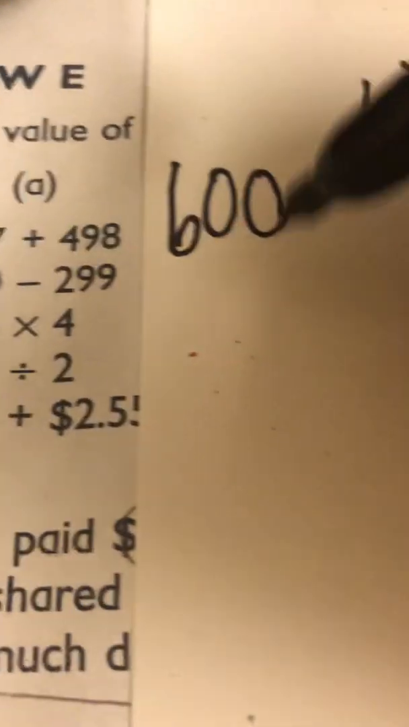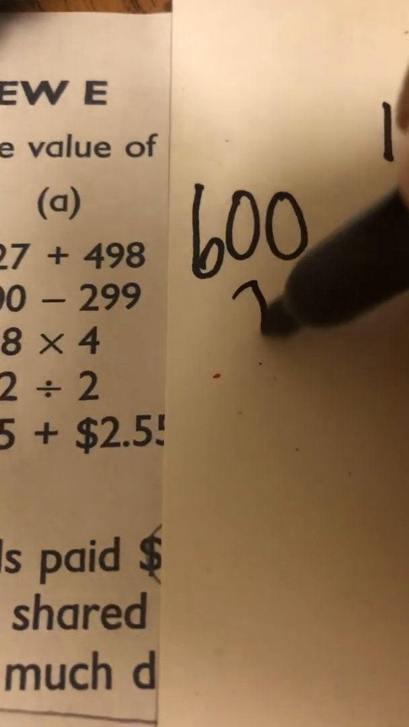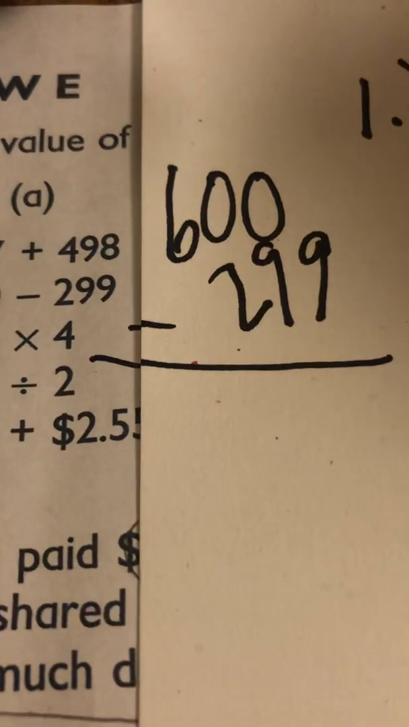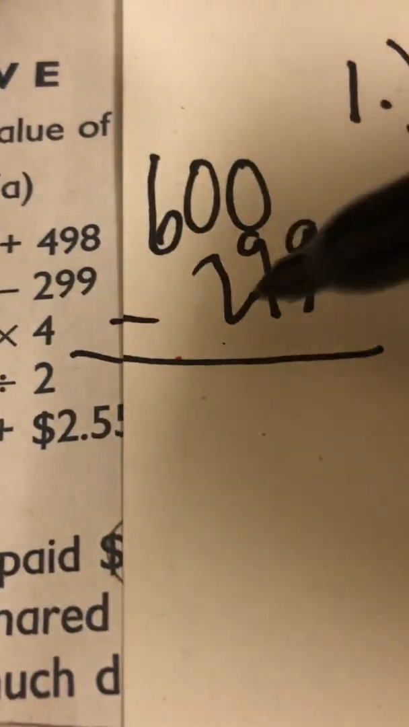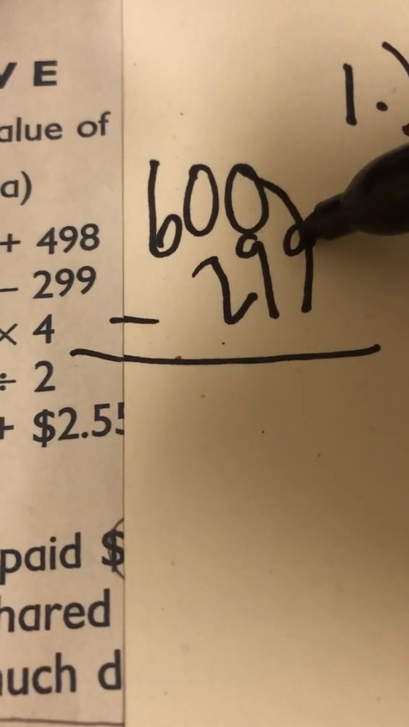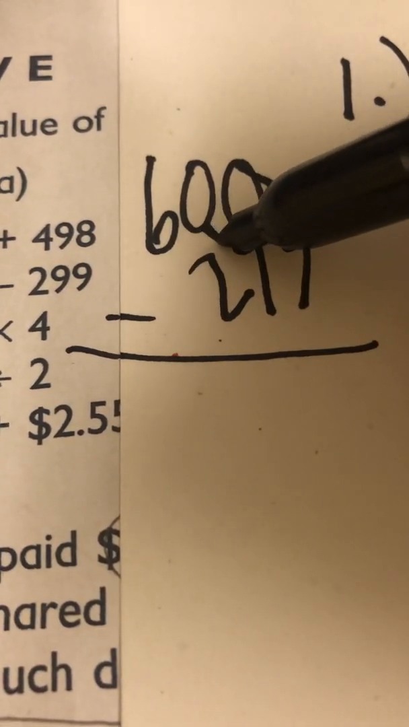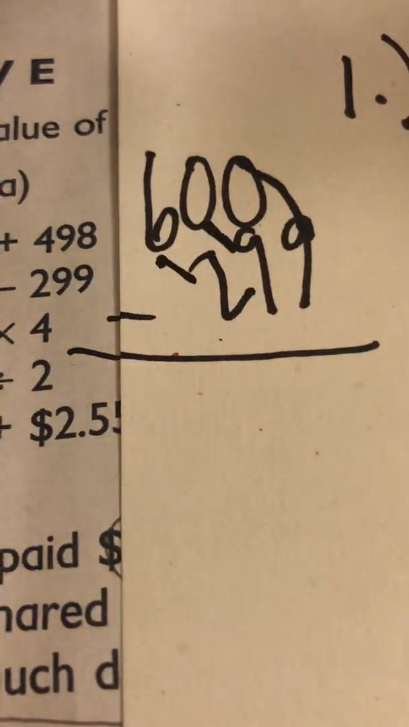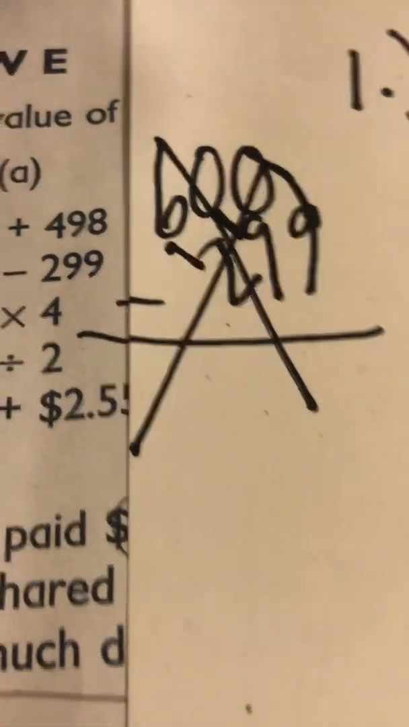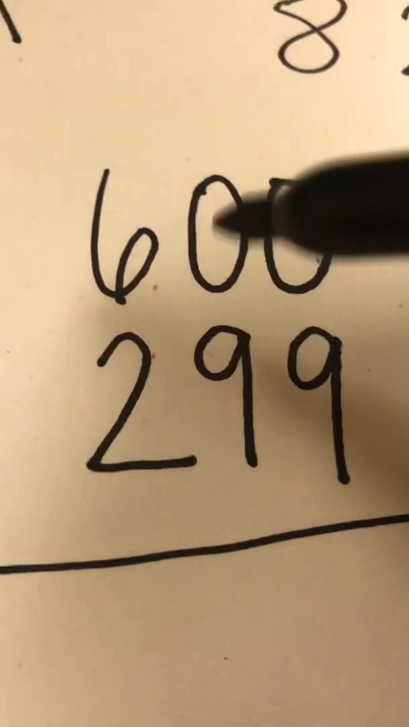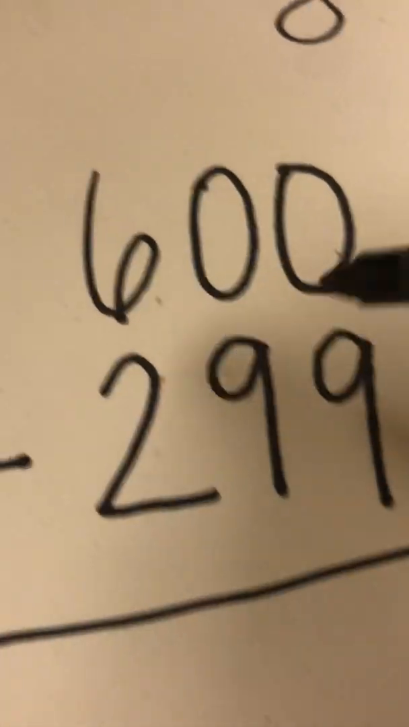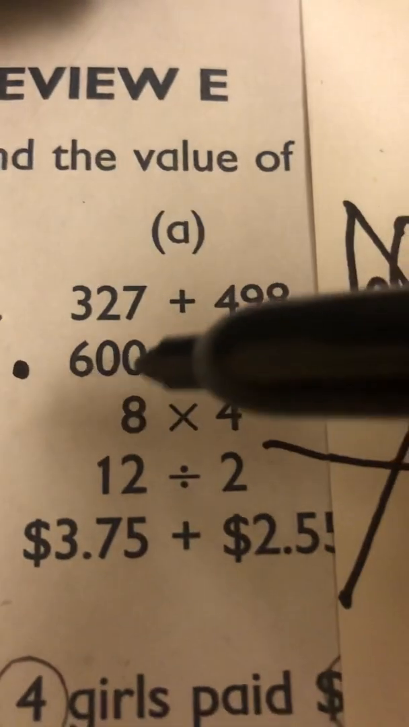600 minus 299. Oh my goodness, Mrs. Hinton, you already have problems here because I didn't line up my 0 and my 9, my tens place and my hundreds place. So I'm just going to be confused altogether. So I want to make sure that I'm lining up my problem, and I want to make sure that I copied it correctly.